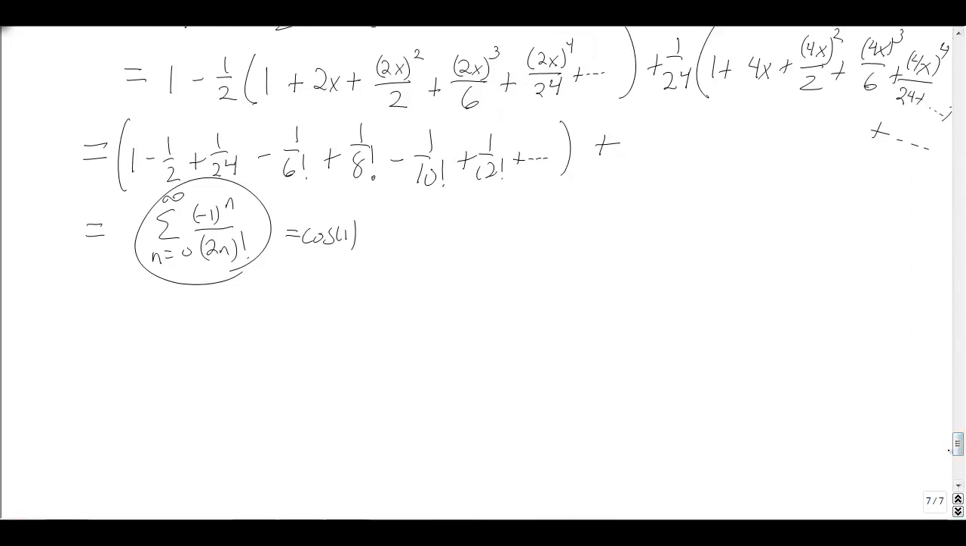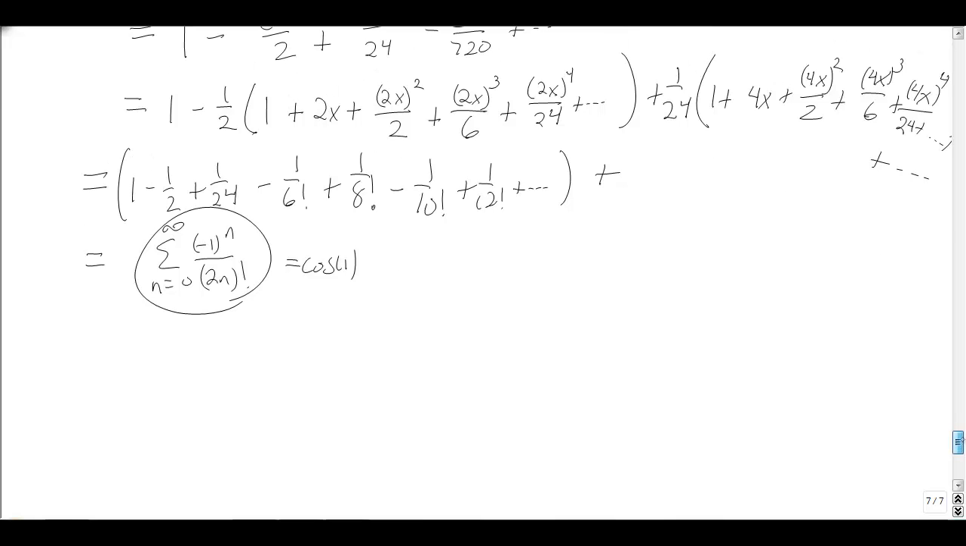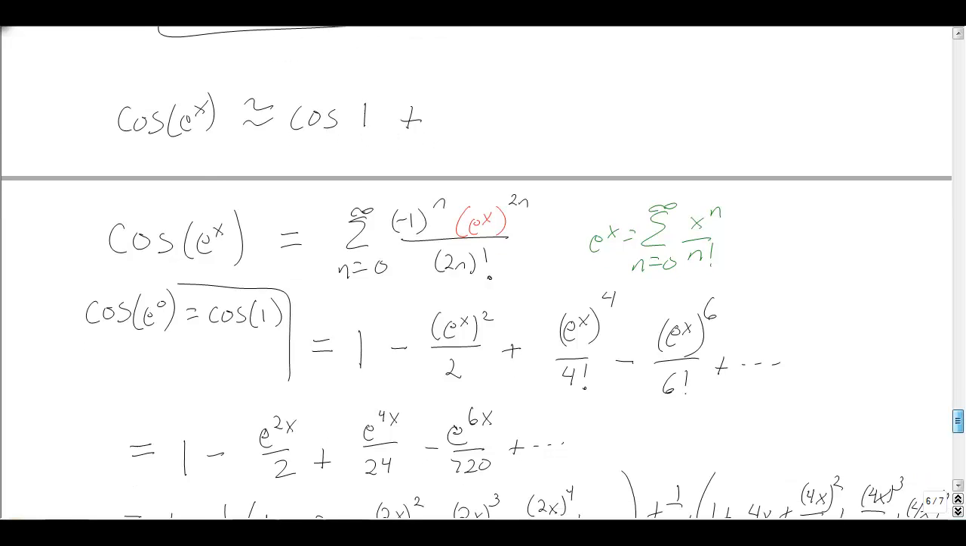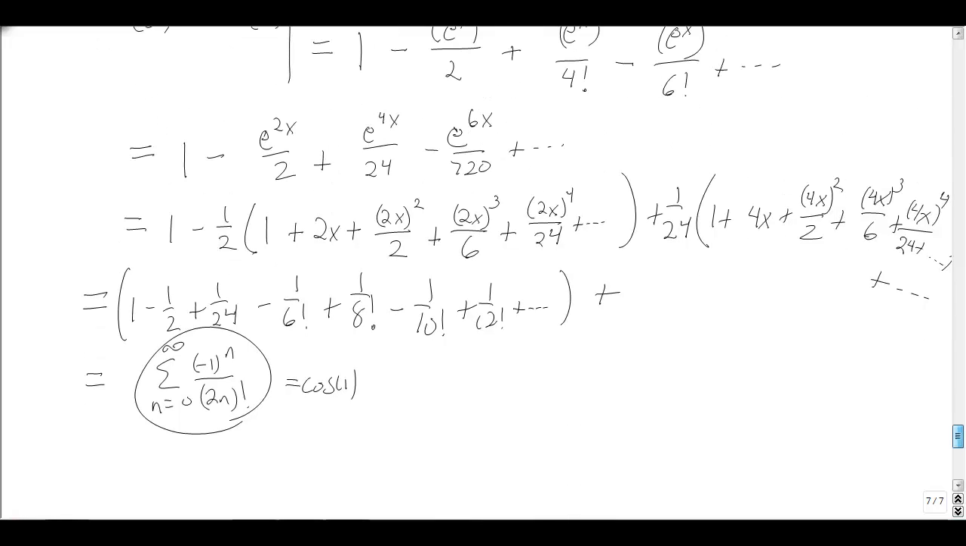Let's look at our coefficient of x. So our answer, let's put it way up here: cosine e to the x is approximately, the constant term is cosine 1. And now I want an x term. This is going to be kind of annoying, because each of these, e to the 2x, e to the 4x, e to the 6x, they all have an x term.